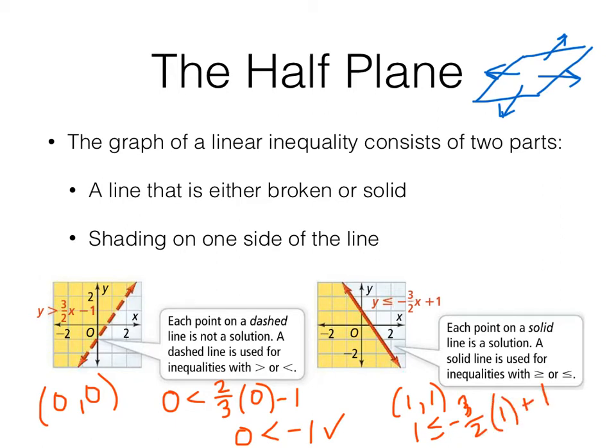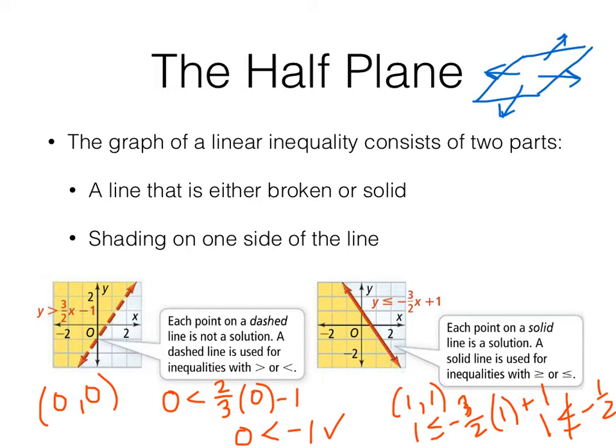-3/2 plus 1 is -1/2. Is 1 less than or equal to -1/2? No, it is not. 1 is definitely bigger than -1/2. You can tell very simply because -1/2 is negative, and a positive is always bigger than a negative. So this one is shaded in the correct direction. This way, not this way, because 1, 1 definitely would not be included in the solution set.